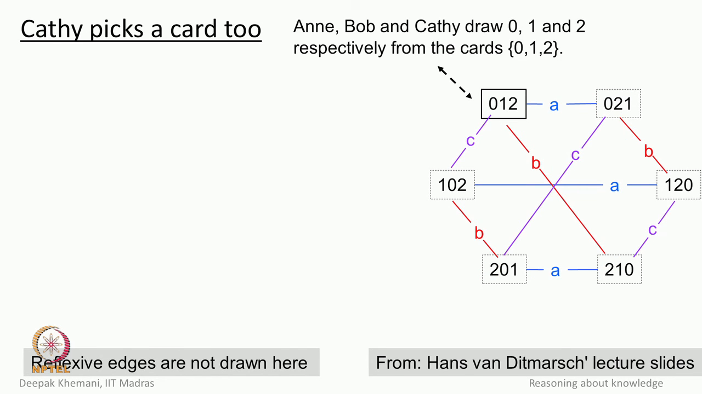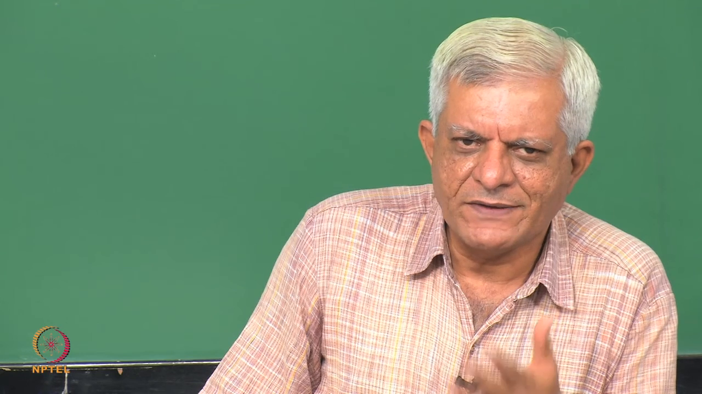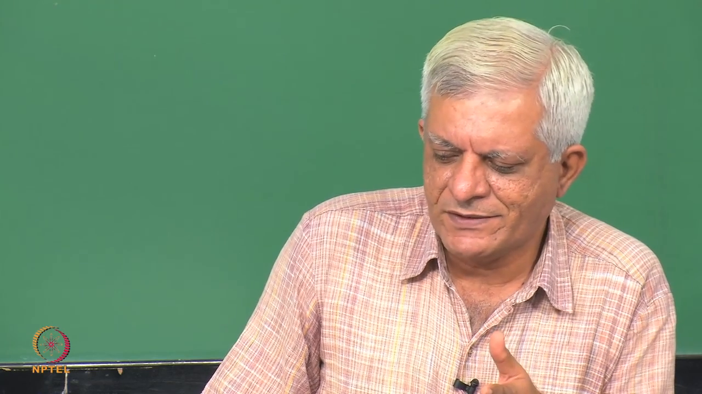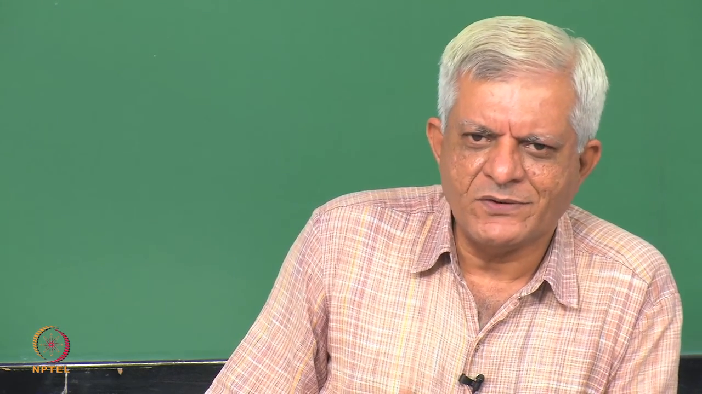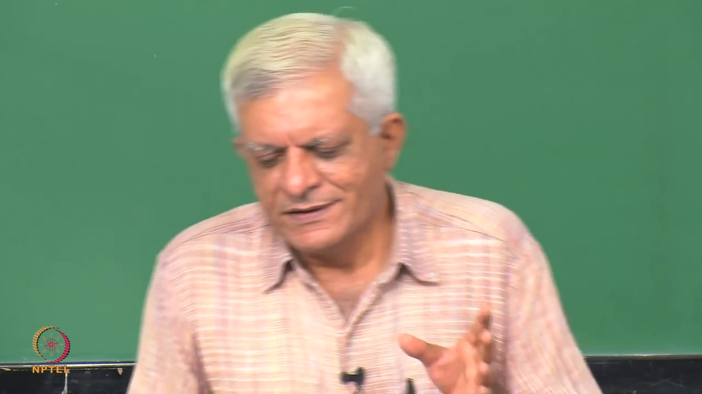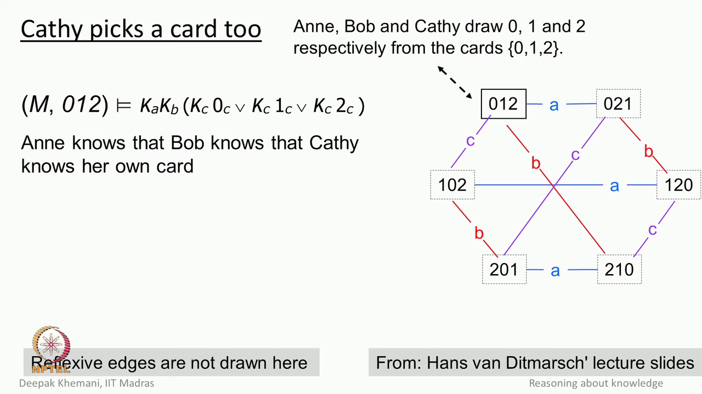So, let us take one more example. Now, this time Kathy also picks a card and she picks 2. So, Annie has got 0, Bob has got 1 and Kathy has got 2. Again the possible world with the solid outline is the real situation, and we are asking in the context of that what does Annie know and what does Bob know and what does Kathy know. Really the only thing they know for sure is that Annie knows that she is holding 0, Bob knows that he is holding 1 and Kathy knows that she is holding 2, but they know other things, like for example, this sentence is true.